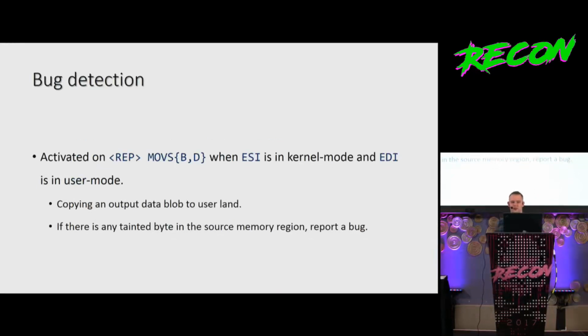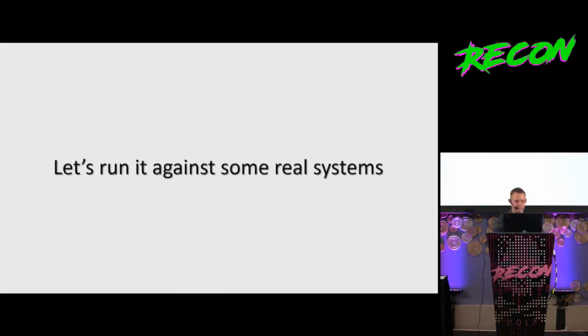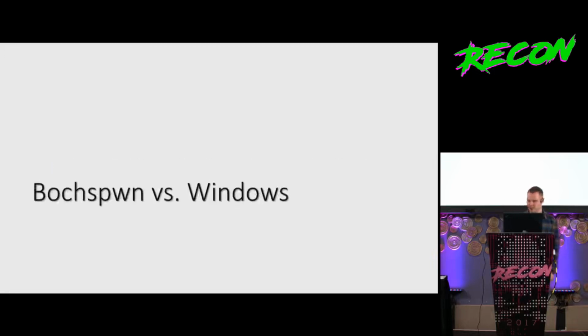It's also activated on the rep movsb, rep movsd instructions, with the condition that ESI is in kernel mode and EDI, so the destination, is in user mode. If we detect that the memory area is tainted at this point, then we just report a bug again. So this is the basic principle, and now we can talk about running it on some real systems, starting with Windows.